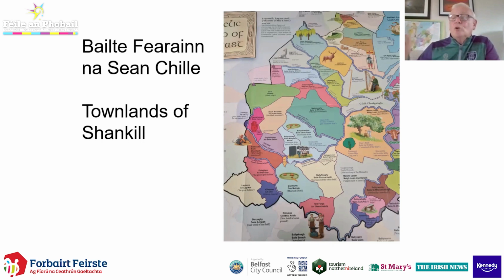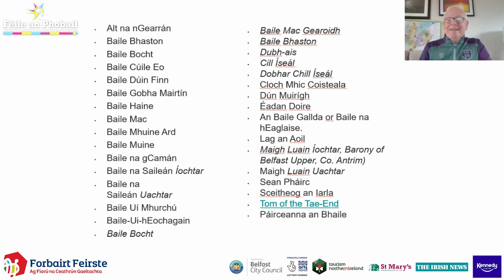So what are the townlands of Shankill? We probably are familiar with most of them, or at least some of them. And I've highlighted one there, which is Tom of the Tay End. And the reason that I've highlighted that is that there are 60,000 townlands in Ireland. And one of those, Tom of the Tay End, is the smallest townland in all of Ireland. And it's also a mixture of Gaelic and Scots. So a Tay End is literally the toe end, and a Tom is a ceremonial bush. And the townland of Tom of the Tay End sits at the bottom of the Colin River, in between the junction of the Suffolk Road, the Stewartstown Road, and Glen Road. And it's the smallest townland in all of Ireland.